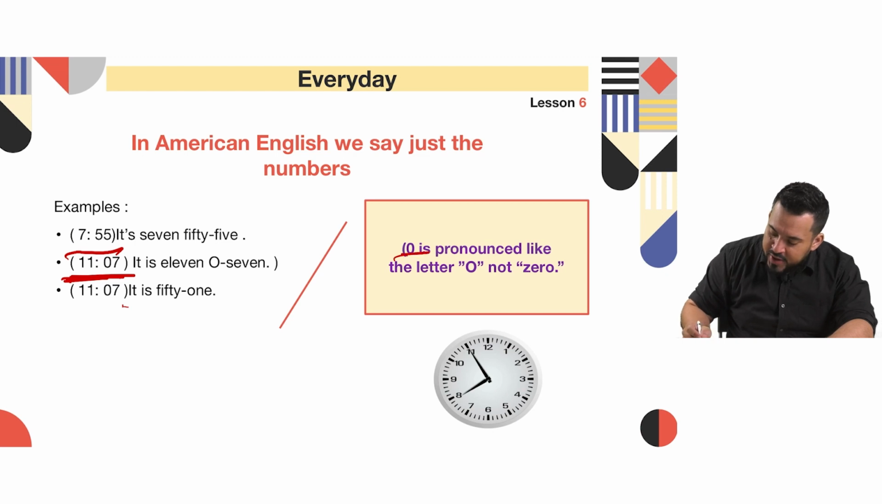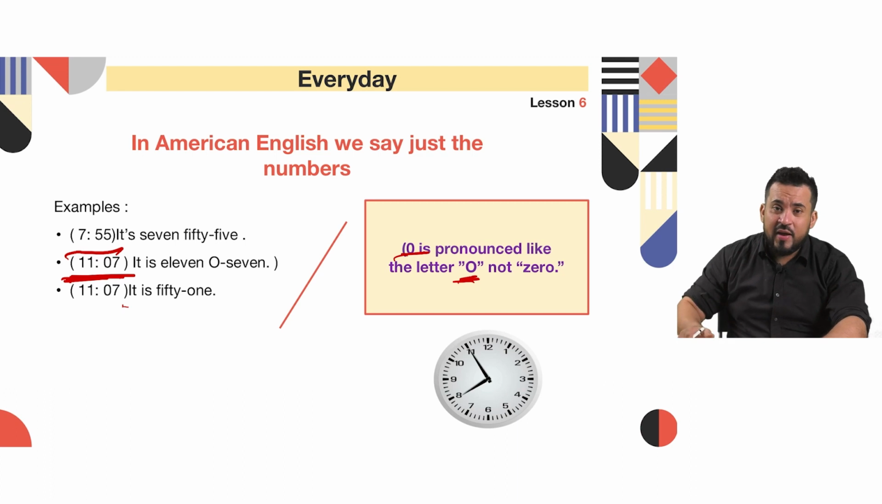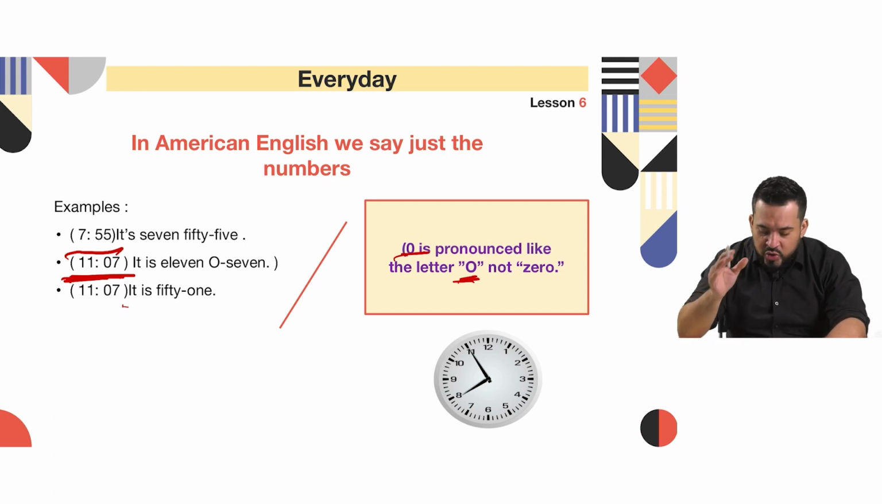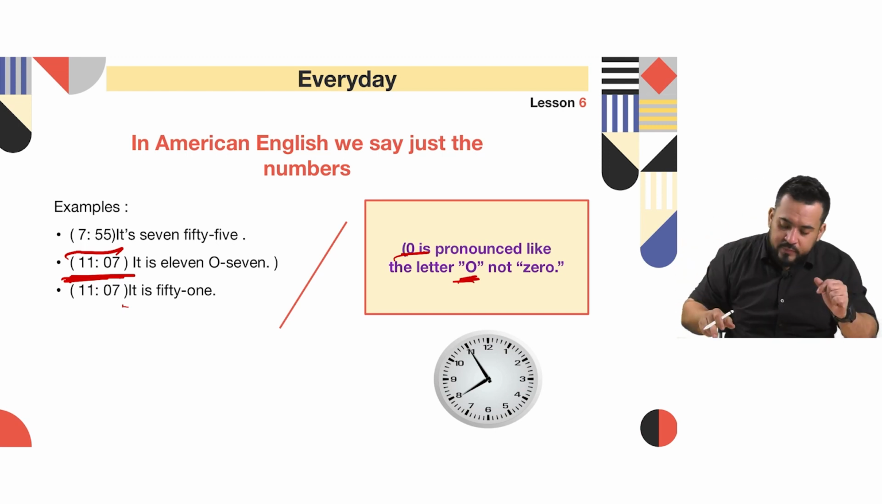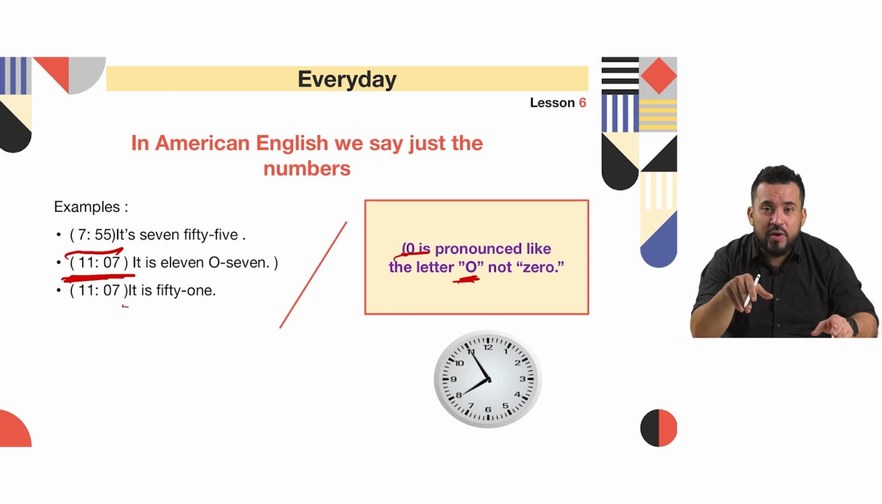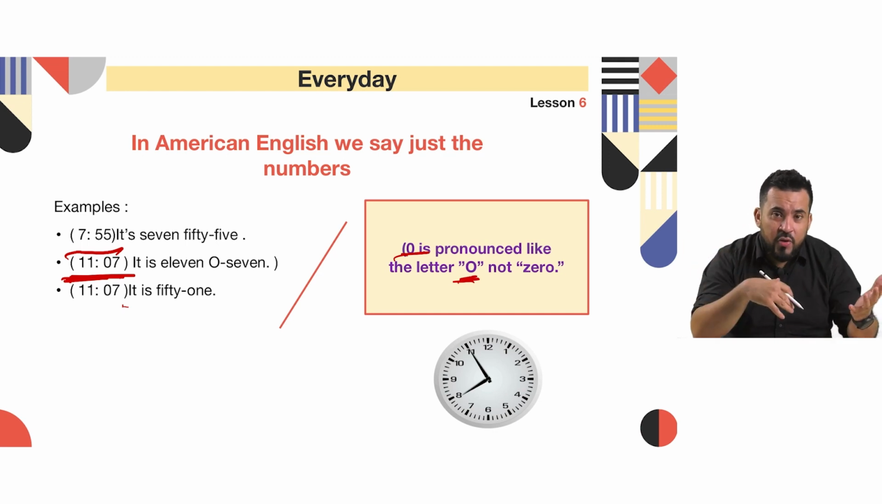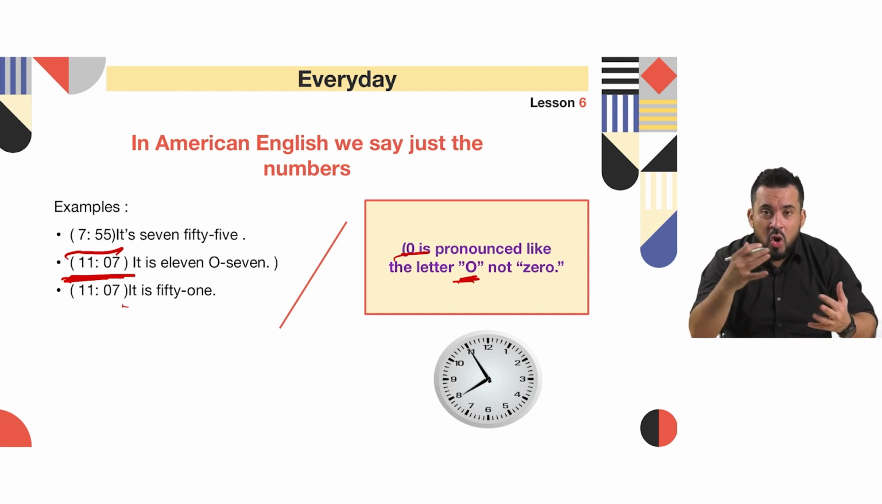0 is pronounced like O, not zero, okay? So when we're doing clocks, we don't say zero, we just say O. Also, this applies to phone numbers. Normally, when we read phone numbers, it's rarely that we say zero. Nobody says zero, we say O. Like, what's your number? 208, 305, and so on. So O is applied to clocks and to phone numbers.